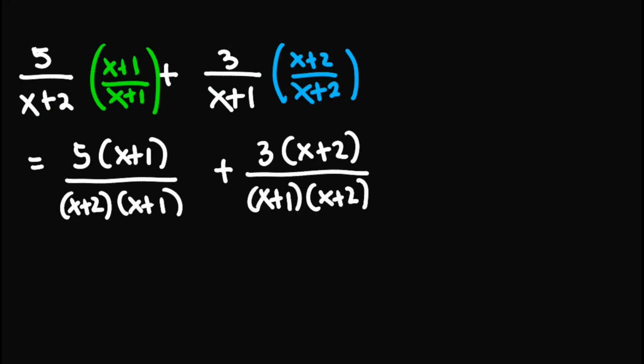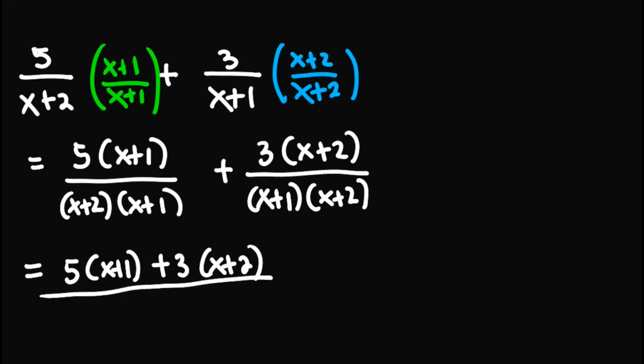And so observe that the denominator is now the same. So that is the strategy that we will be using to get the same denominator in dealing with binomials. So simplifying, we can now combine the numerators. We'll have 5 times x plus 1 plus 3 times x plus 2 all over x plus 2 times x plus 1.